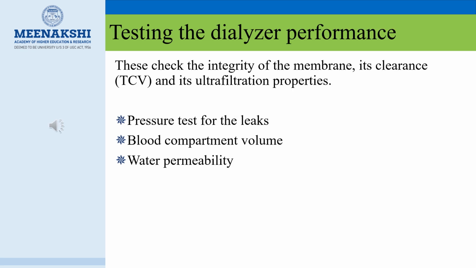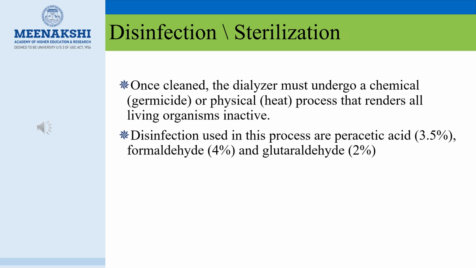Testing the dialyzer performance. You should check the dialyzer performance before you use it on a patient. You should check the integrity of the membrane and its clearance, total cell volume and its ultrafiltration properties, such as pressure test for leaks, blood compartment volume and water permeability. Disinfection or sterilization. Once cleaned, the dialyzer must undergo a chemical or physical process that renders all living organisms inactive. Disinfectants used in this process are peracetic acid 3.5%, formaldehyde 4% and glutaraldehyde 2%.